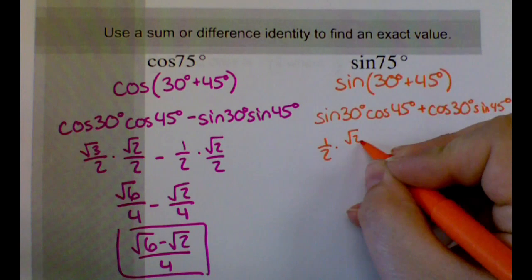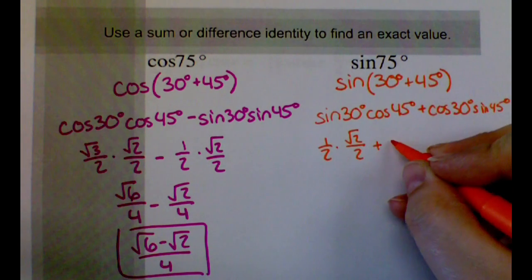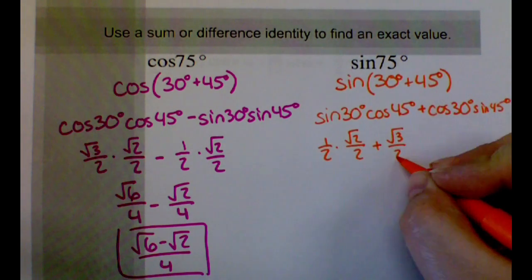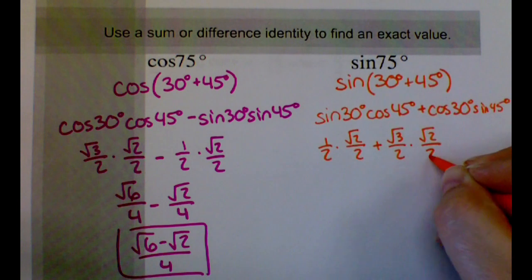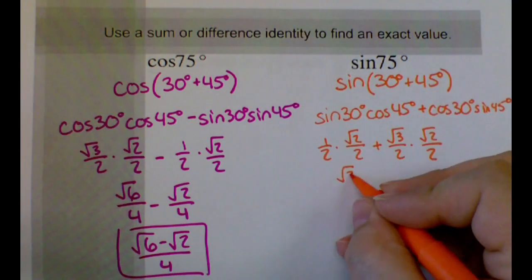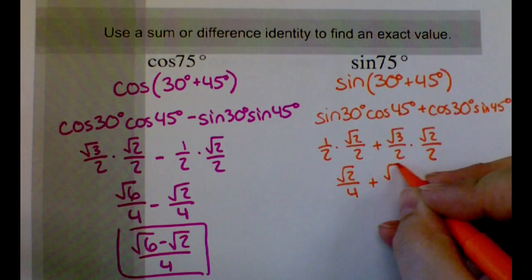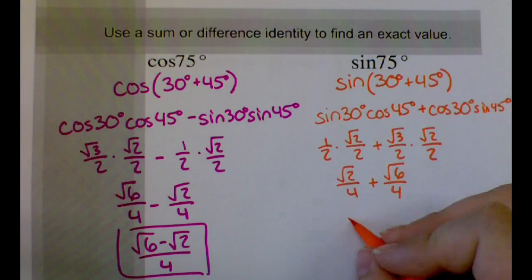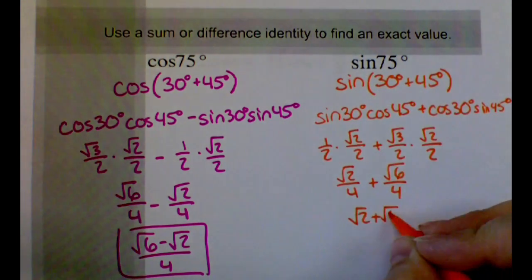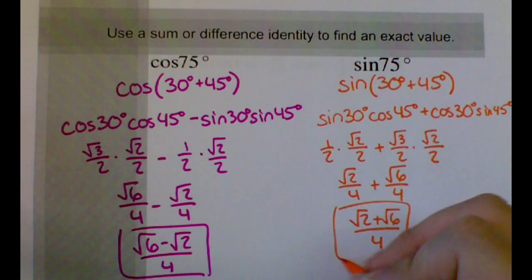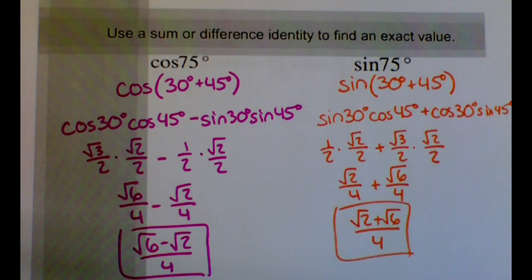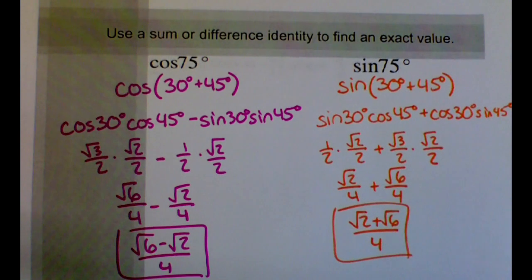Cosine of 45 is square root 2 over 2. Cosine of 30 degrees is square root 3 over 2. Sine of 45 is square root 2 over 2. Multiply, I get square root of 2 over 4 plus square root of 6 over 4. And combine into one fraction to have our answer. You'll see a lot of square root of 2's and square root of 6's over 4.